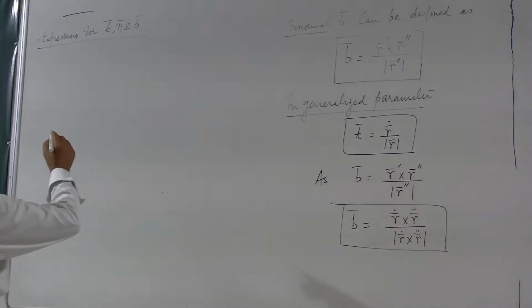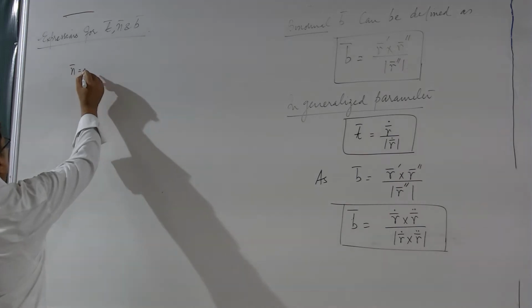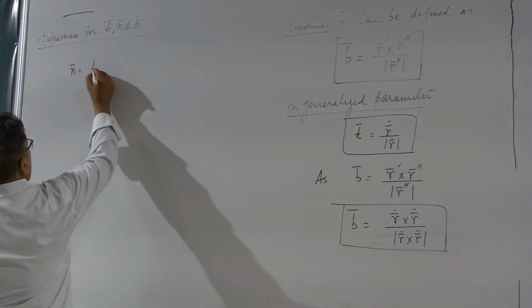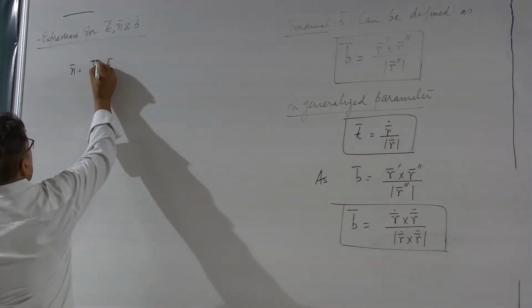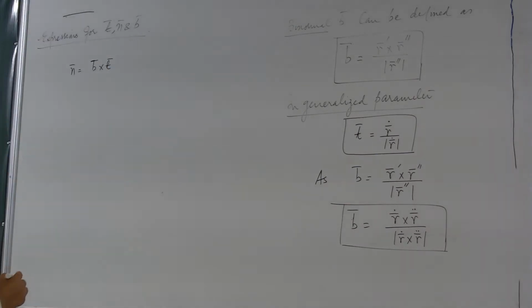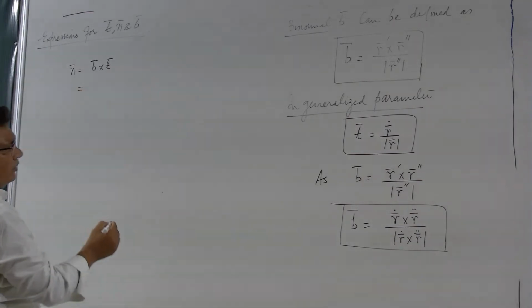The third vector N, by definition, is B cross T. It is the cross product of the binormal B and the unit tangent T. The expressions of B and T are both available to me.